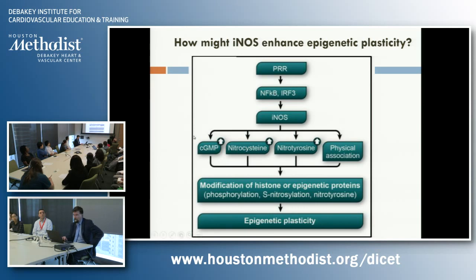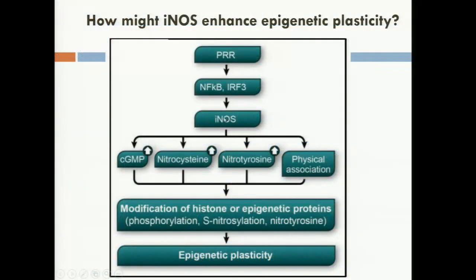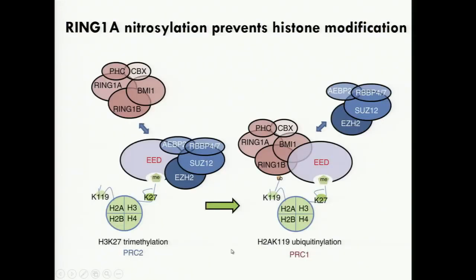Well, here we are again with this diagram. Pattern recognition receptors activate NF-kappa B, IRF3 and induce iNOS. Now, how can iNOS cause changes in epigenetic plasticity that will permit this transdifferentiation to occur? Well, it could be mediated by cyclic GMP. NO stimulates guanylate cyclase to produce cyclic GMP. It could be through S-nitrosylation. It could be through nitrotyrosinylation, or some physical association of iNOS with the epigenetic modifiers potentially that would result in this epigenetic plasticity.